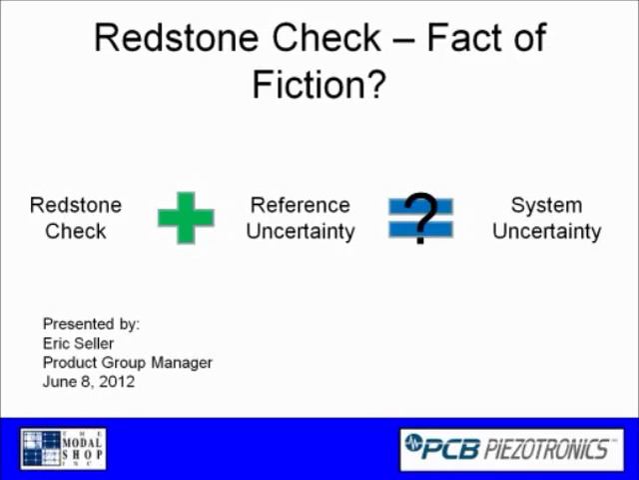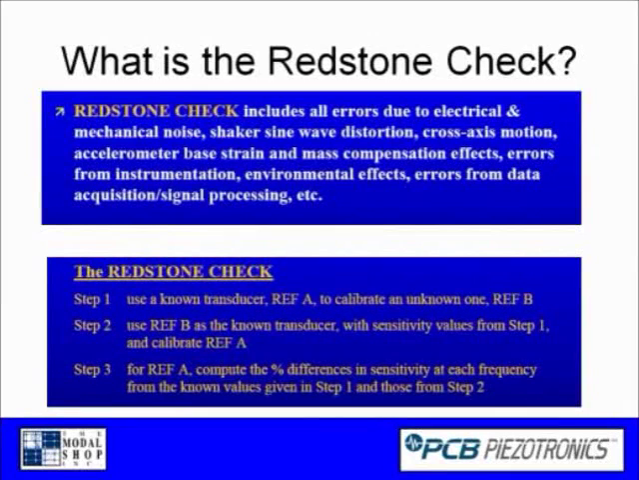Now, I guess the first place we should start is by asking, what is the Redstone check and what does it do? This is what the Redstone check has been documented to do. It includes all errors due to electrical and mechanical noise, distortion, cross-axis motion, basically all the factors that we need to consider when we're coming up with the uncertainty of a system. The Redstone check supposedly measures and determines all of them except for the uncertainty from the reference sensor. The method for the Redstone check is described down here below.